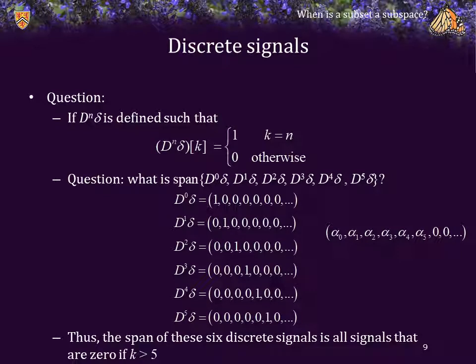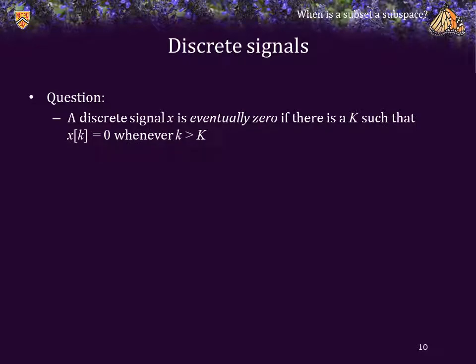Thus, the span of these 6 discrete signals is the subspace of all signals that are 0 if k is greater than 5. Now, here's another question. Consider the following definition. A discrete signal x is said to be eventually 0 if there is a capital K such that the kth index of x is 0 whenever k is greater than capital K.